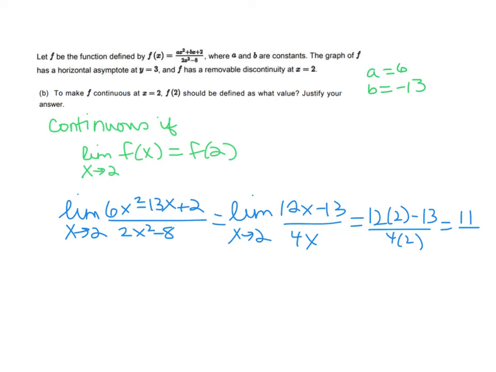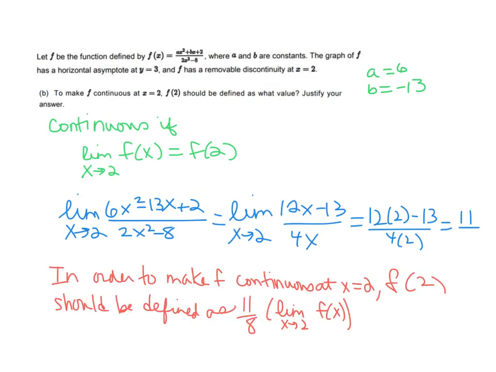It says to justify your answer. Actually, everything I wrote down here might be enough to get full credit for this. But just in case, I'll write a little explanation. In order to make f continuous at x equals 2, f of 2 should be defined as 11 over 8, which is the limit as x approaches 2 of f of x.